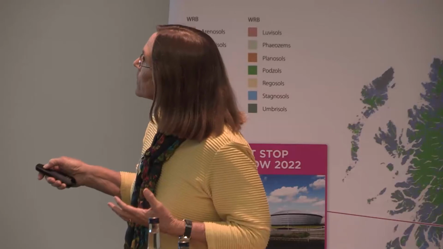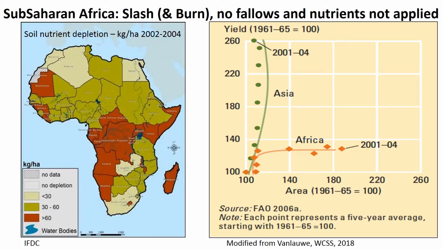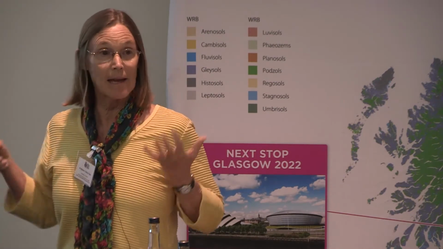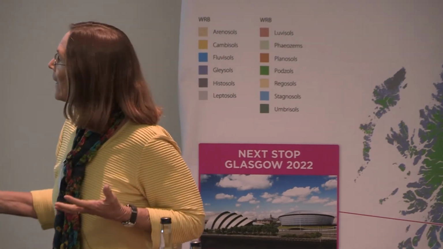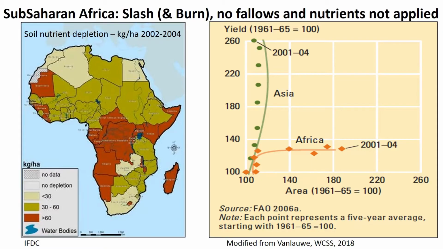And so IFDC produced these very interesting maps called soil nutrient depletion. Basically, it looks at the amount of nutrients added versus those being taken off. And you would hope you have more being added than taken off, right? Well, anyway, what they came up with is that the soils of sub-Saharan Africa are being mined of nutrients. It's NPK, greater than 60 kilograms per hectare per year being depleted from the soils.